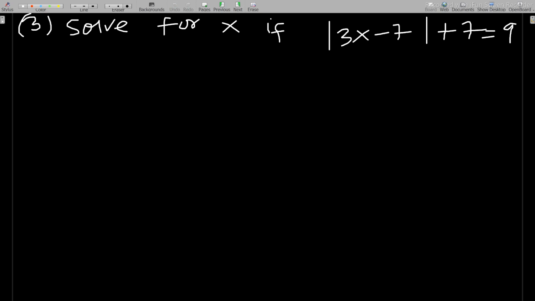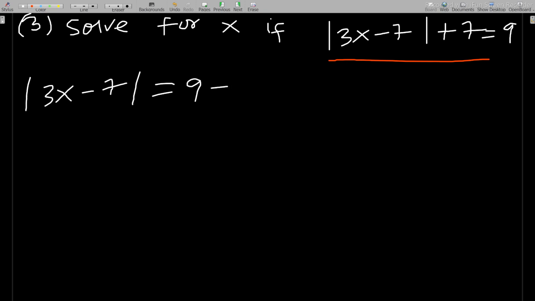Now the next question is, you're supposed to solve for x if the absolute value of 3x minus 7, plus 7 equals 9. So with this, first of all, you are supposed to do what? Do the isolation first. That is what you should think about. Okay, isolate it. Absolute value of 3x minus 7 equals 9 minus 7, and this will give us absolute value of 3x minus 7 equals 2.